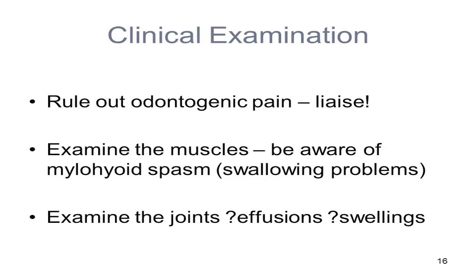So rule out odontogenic pain. How do you do that? You can't do that. You're not a dentist. So you need to liaise with a dental practitioner to send the patient physically to them and say, does this patient have anything in their mouth that is causing pain? Ask them to do that. Examine the muscles. Think about putting your finger into the upper buccal sulcus, both sides, and get them to close down. Tenderness of the masseter muscles is indicative of a temporomandibular disorder.